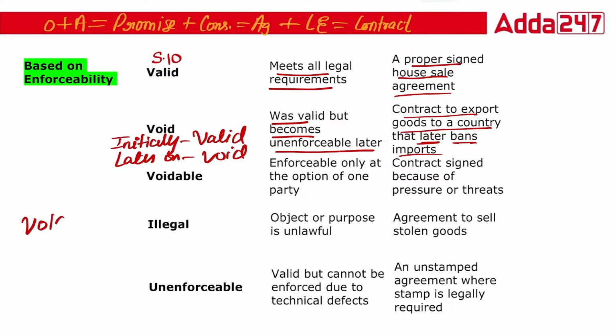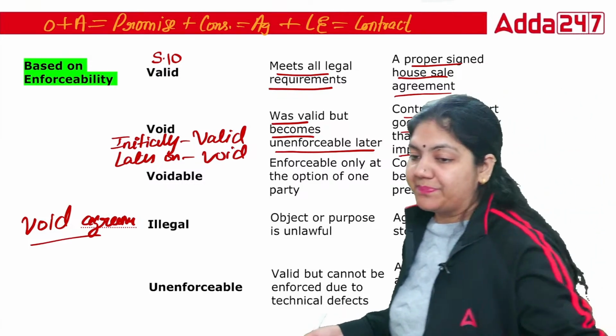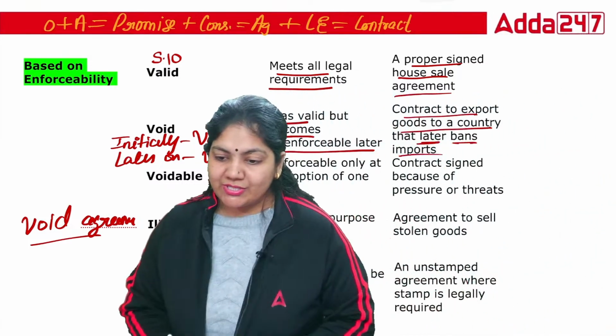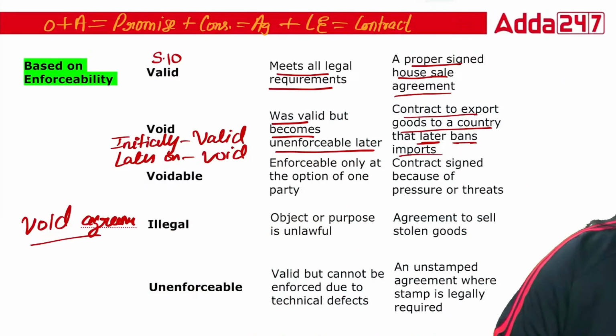There is one more term, void agreement. So what is void agreement? Void agreement means it is void from the beginning. Initially it is void. This is called void agreement. Okay, so void contract.